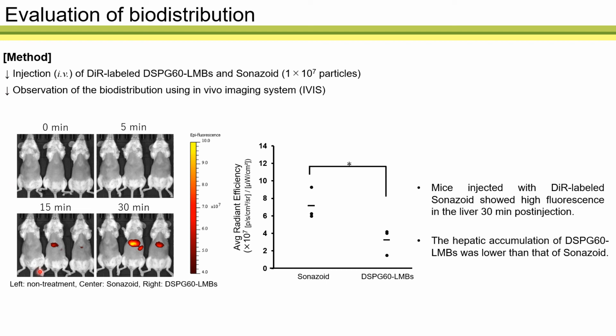Sonazoid was distributed to the liver even at 15 minutes after injection. On the other hand, DSPG60 LMBs had lower distribution in the liver at 30 minutes after injection. From this result, it was suggested that the hepatic accumulation of DSPG60 LMBs was lower than that of Sonazoid.